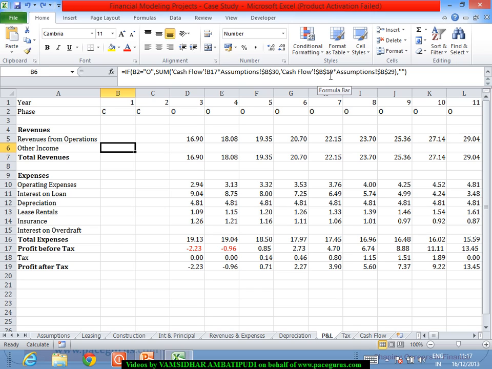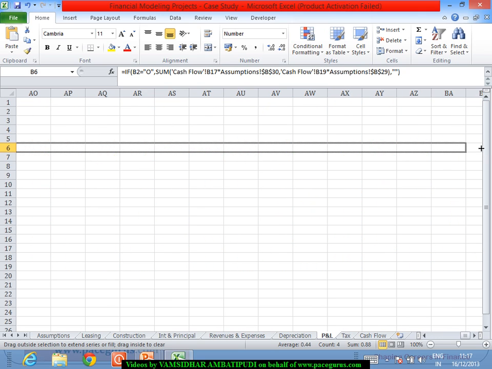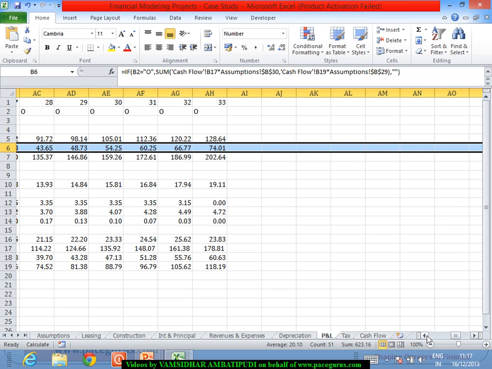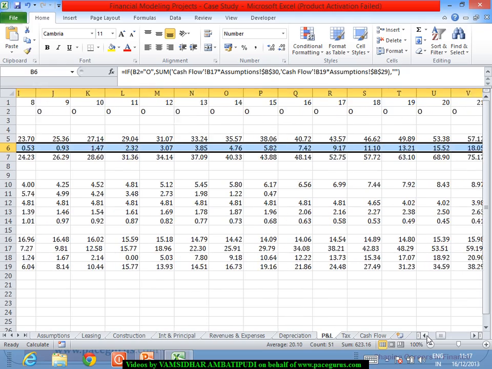Something is going wrong here. Let me just check it out. Yeah, and I mean initially it was an initial formula issue. But when I drag it across, I am seeing that the calculation is getting updated accordingly. So these are my other incomes.